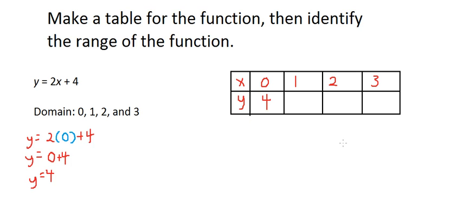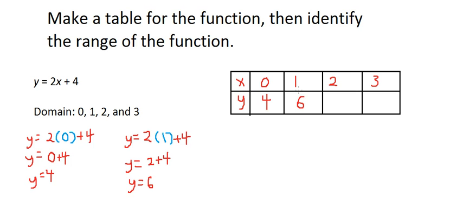Now we just do the exact same thing with the rest of our values. We're going to go back to our original equation, but instead of plugging in a 0 for x, we're going to plug in our next value, which is a 1. So we've got y equals 2 times x. Well, now x is 1. So y equals 2 times 1, and then we keep the rest of it the same, plus 4. Now we simplify again. We get that y equals 2 times 1, which is 2, plus 4. And 2 plus 4 is, of course, 6. So we have y equals 6.